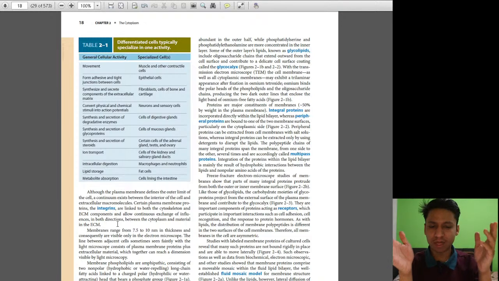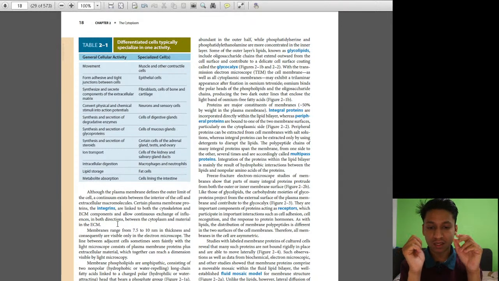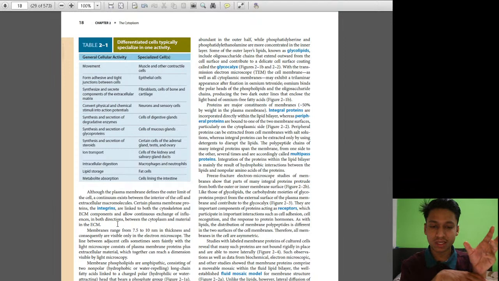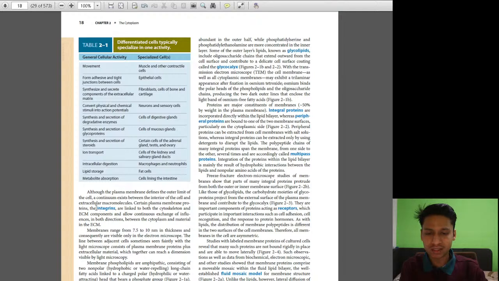So, certain plasma membrane proteins, especially the integrins, are linked both to the cytoskeleton and the extracellular matrix. So the cytoskeleton is the part that is inside of the cell and the extracellular matrix is outside of the cell. And these integrins allow the continuous exchange, and are responsible for exchange in both directions. So something going into the cell or something going out of the cell. Integrins, these proteins are responsible. I think integrins is something that needs to be highlighted.